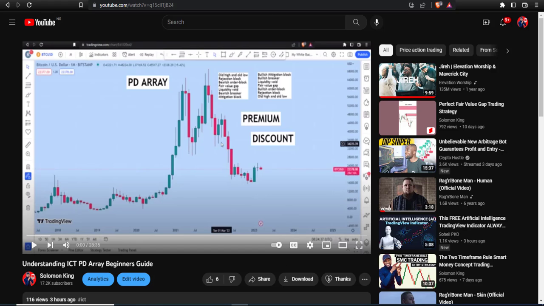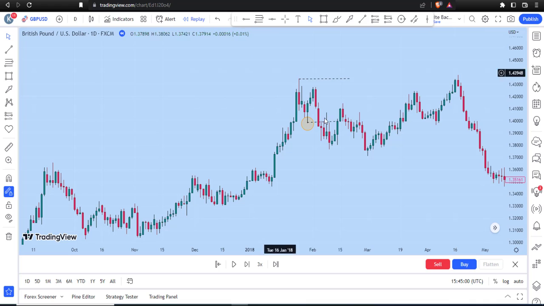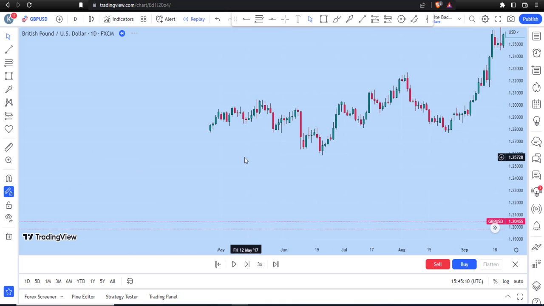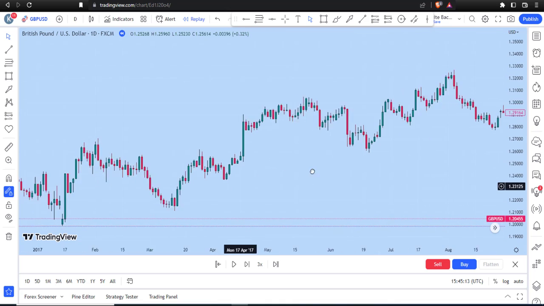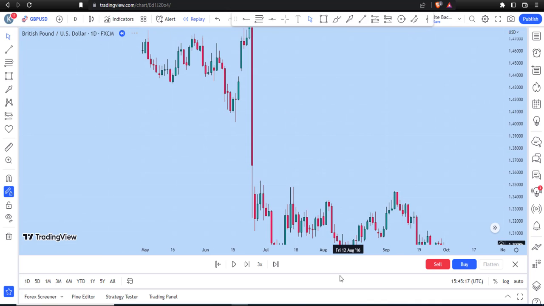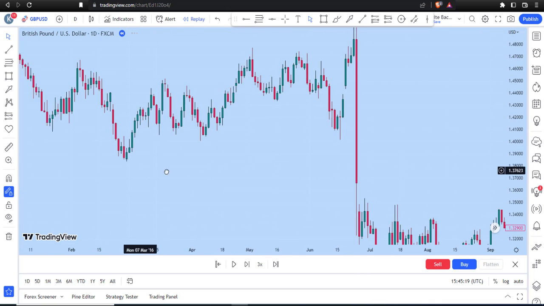So I hope you are understanding what I explained right there. I'm taking time to show you it's not every single change of character direction that you will see a breaker block. Sometimes it's not a breaker block. It's just a change in market direction, maybe short term or long term. I think it is okay like this.